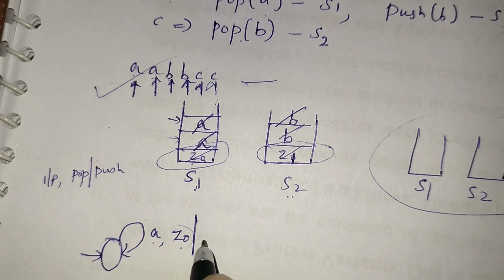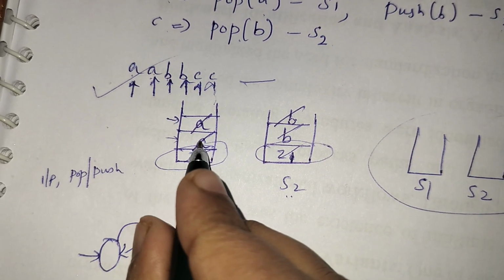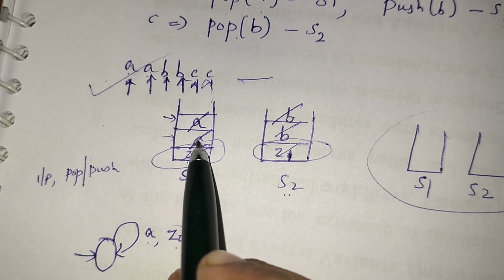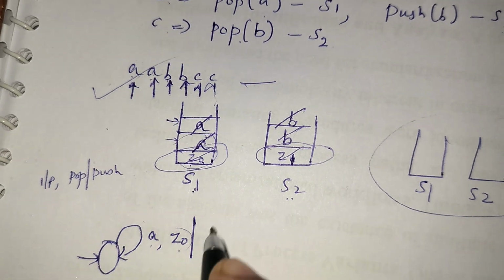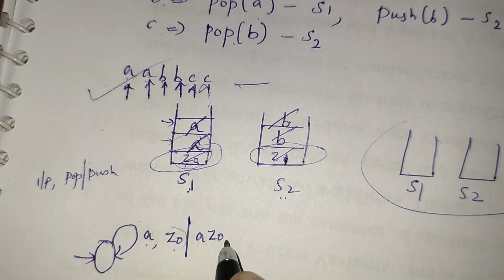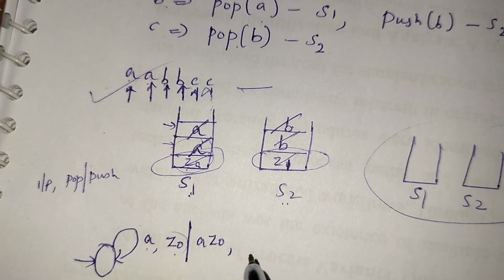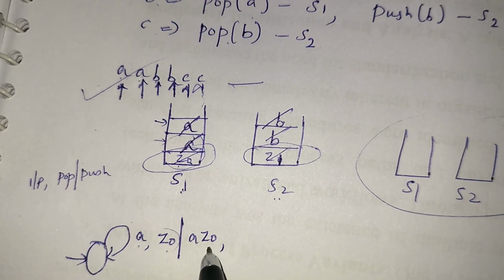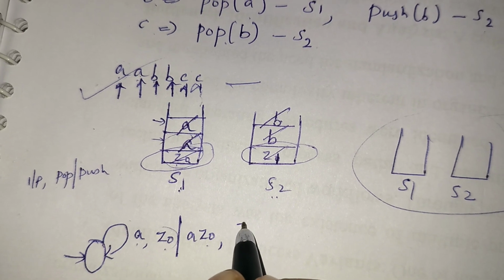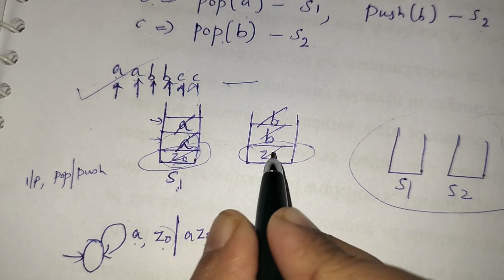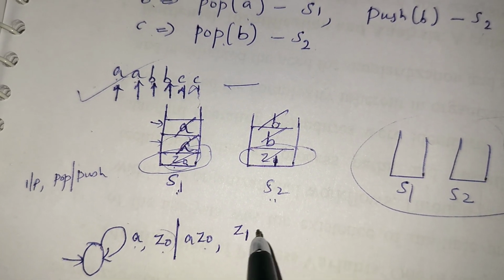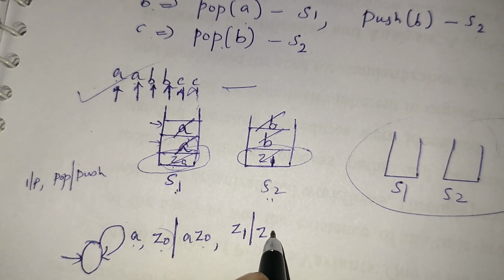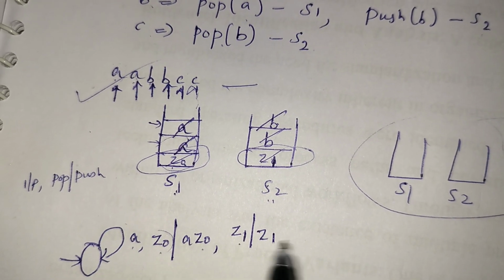Then what do I need to do? I need to push A to the stack. Whenever I am seeing the first A, I am pushing A to the stack. So the stack contains A and set 0. And what about the second stack? This is the first stack, and we need to represent the second stack also. Set 1 is on the top of the stack for S2 and we are not doing anything. We are not popping anything, we are not pushing anything. Already the stack contains set 1 only.